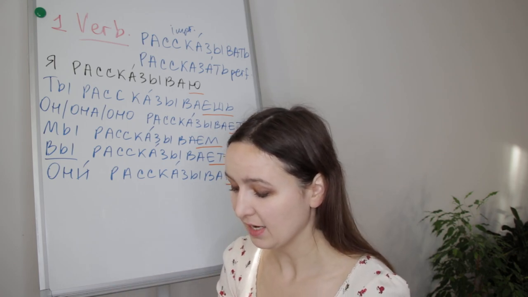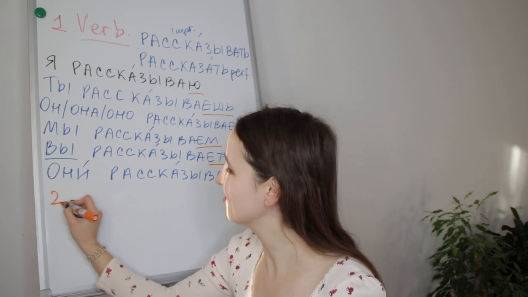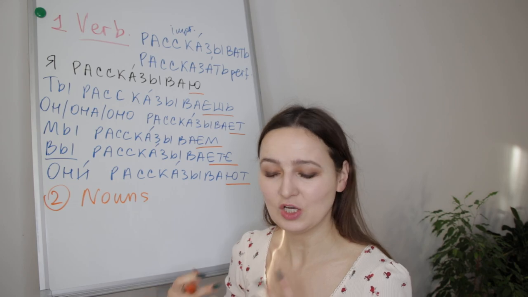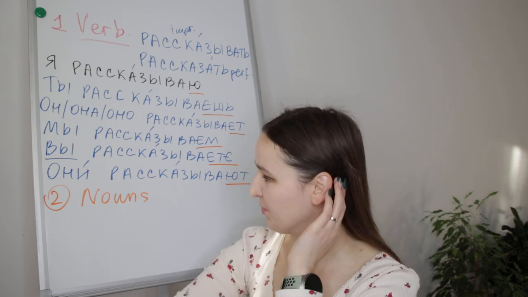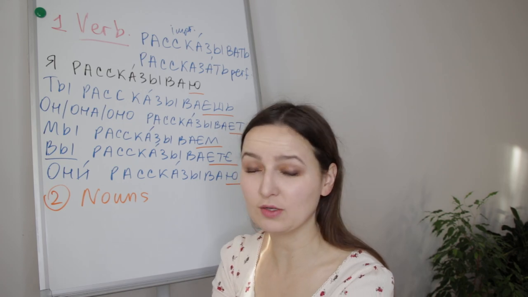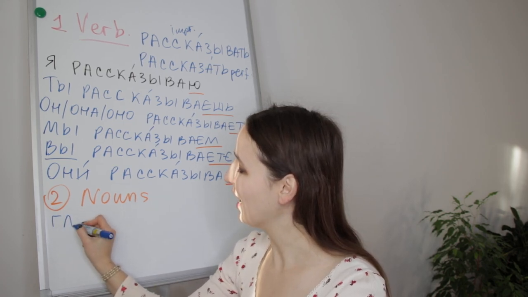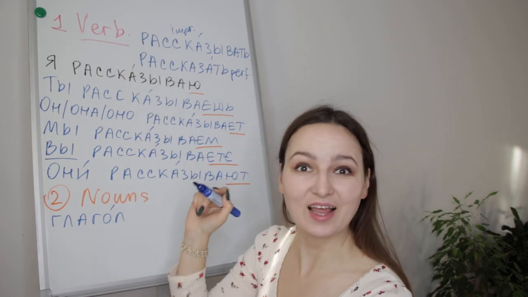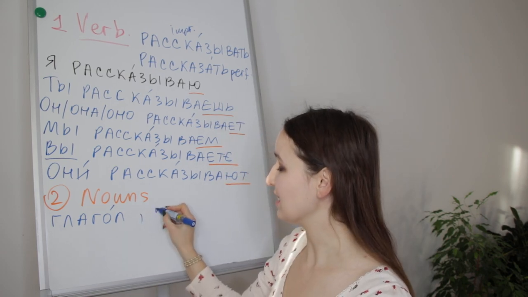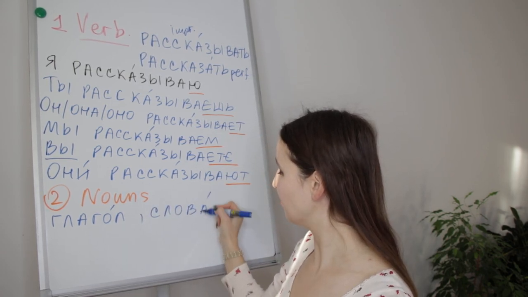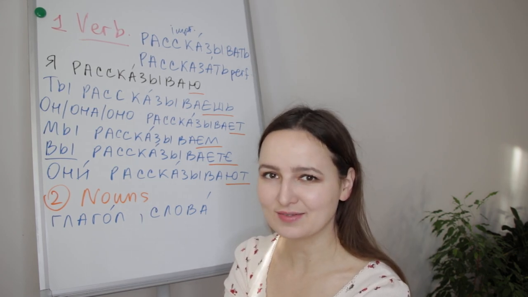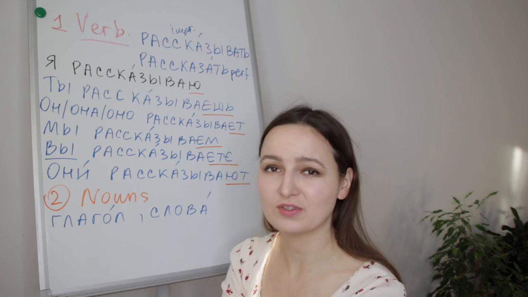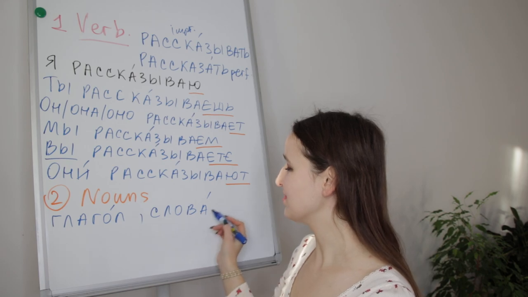They tell. Хорошо. Number two is about nouns. We are going to learn some very common nouns that we need to know at our level. Итак, nouns. Let's begin with the noun глагол. Глагол is a verb. Глагол. Слова. Слова are words. Singular is слово. And plural is слова. We already learned singular. And now we have слова.